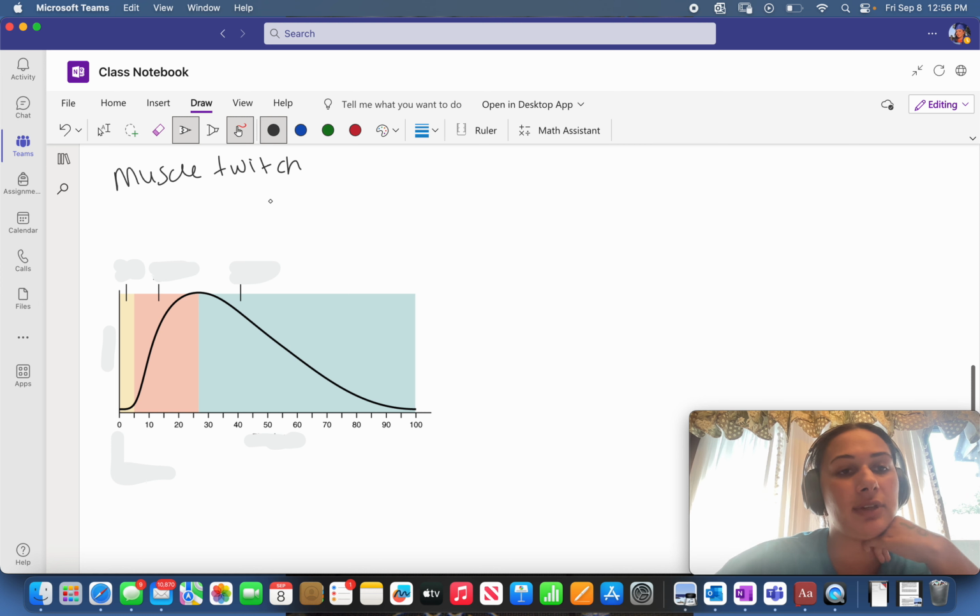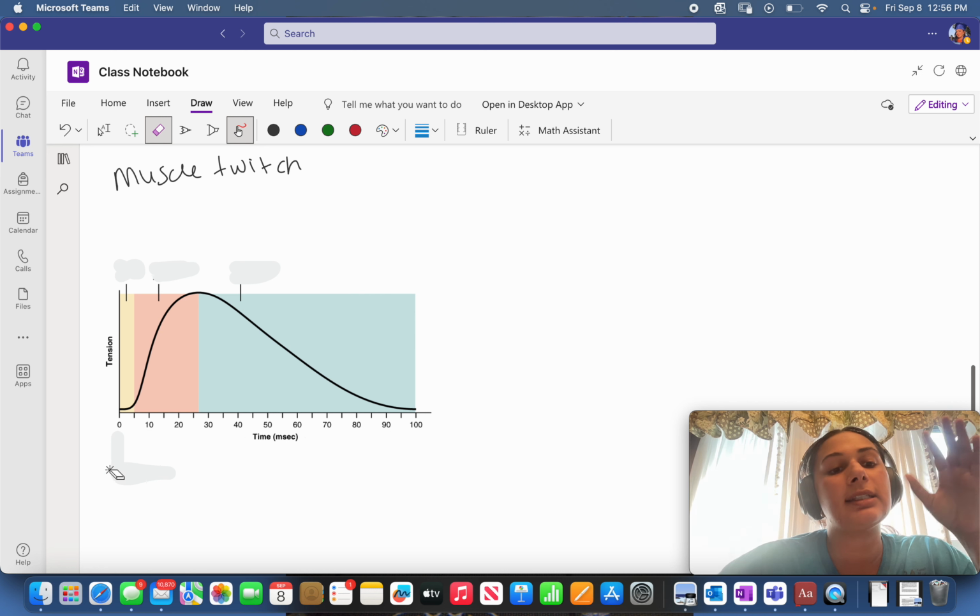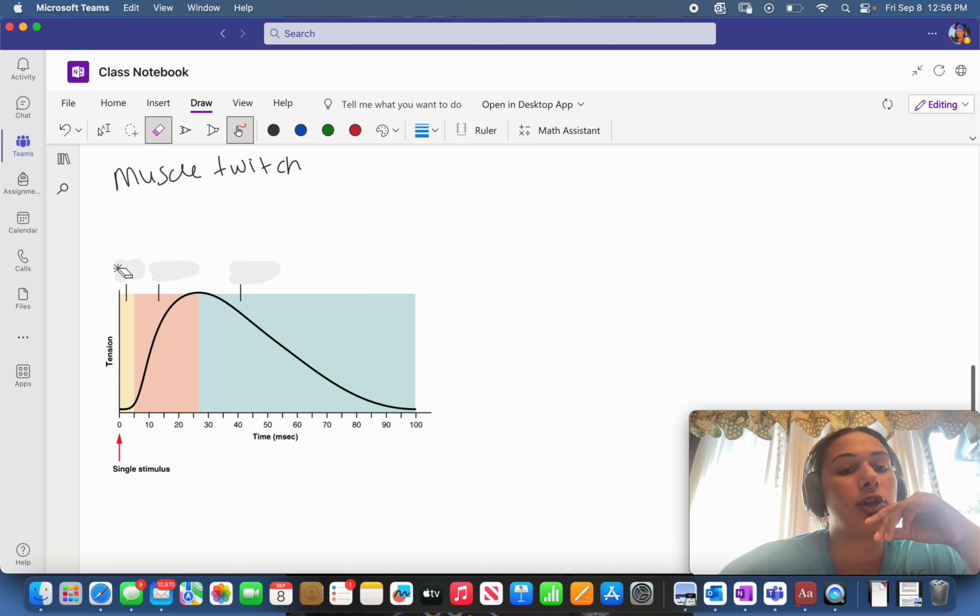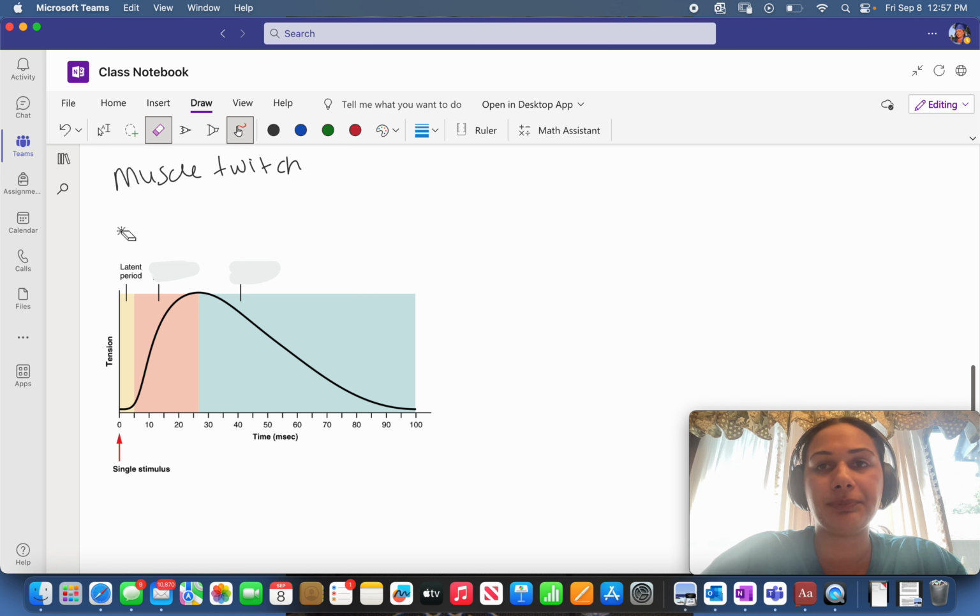If you look at this graph here, we're going to have tension over time. And that single stimulus right here is going to be that action potential. So the first phase is the latent period. This is a short delay, 1 to 2 milliseconds, where the action potential reaches the end of the motor neuron, and there's a depolarization of the motor plate, calcium binding to troponin, and all of that.